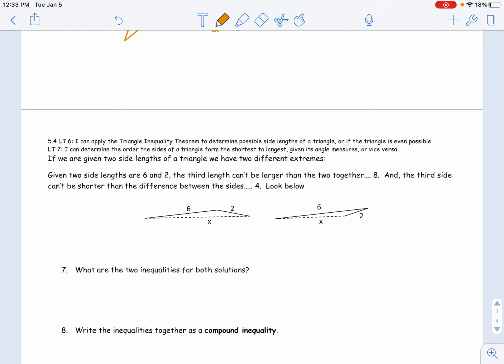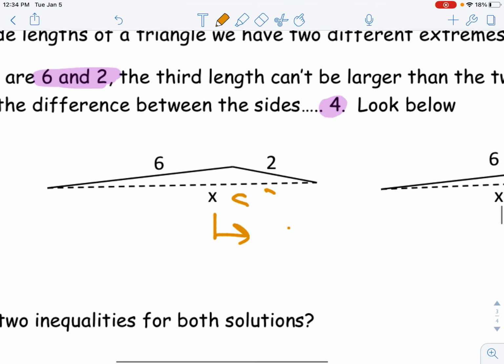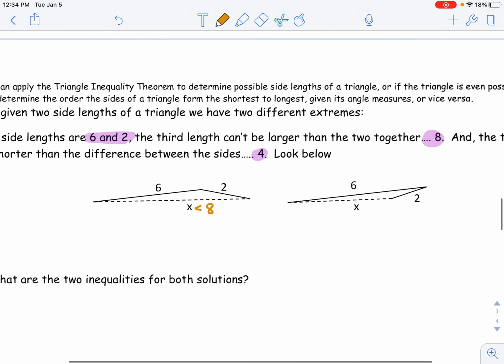All right, so given two side lengths are 6 and 2, the third length can't be larger than the two together, which is 8. So we're at this problem right now. So say we know two side lengths are 6 and 2. Well, it can't be larger than 8 or we won't have a triangle. And it can't be shorter than 4. We won't have a triangle. All right, 8, whatever this number is, it has to be less than, let's write it like this, has to be less than 8.